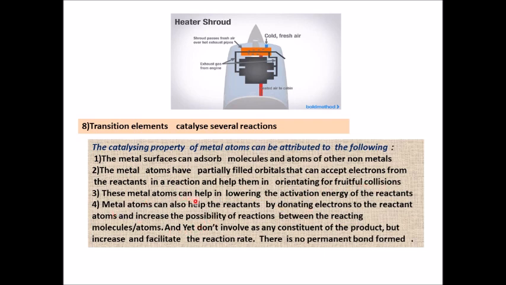These metal atoms can help in lowering the activation energy of the reactants. Metal atoms can also help the reactants by donating electrons to the reactant atoms and increase the possibility of reaction between the reacting molecules. As you learn the kinetic theory, you will come to know how orientation and lowering of the activation energy of the reactant molecules is very important for a collision to take place, resulting in a product.